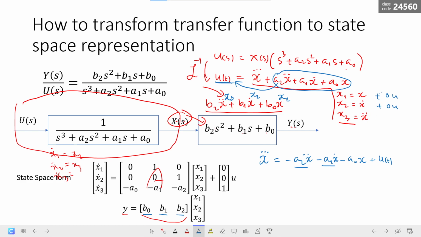I need to take h1 dot equal to h2 plus 0u, and then h2 dot equal to h3 also plus 0u, right? And then h3 dot equal to this one. So this one has 1 u, that's why we get 0, 0, 1. Just try to practice a little bit. Try to catch the process step by step in the right order, and then you can get the final answer.